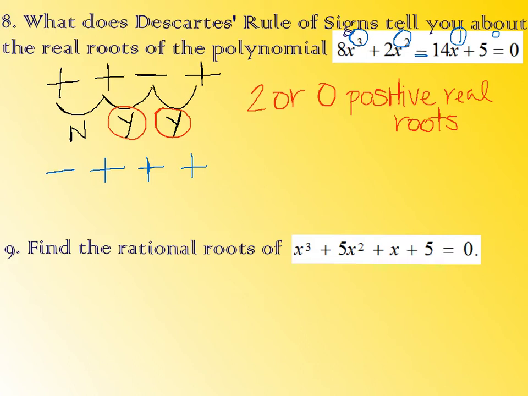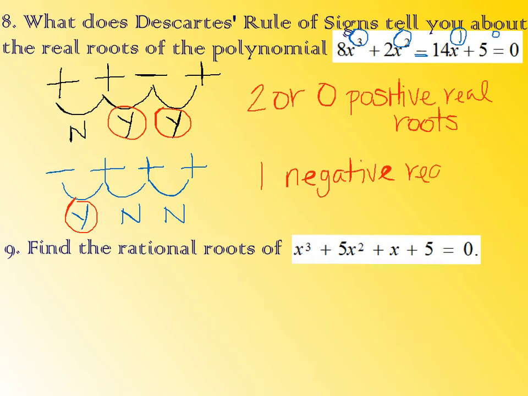So now we find our sign changes. From the first to the second sign, yes, it changes. Second to third, no. Third to fourth, no. Again, we're always counting our yeses. So we have 1 yes here, which means we have 1 negative real root. So our answer, what does Descartes' rule of signs tell you? Well, it tells us that we either have 2 or 0 positive roots, or we have 1 negative real root.